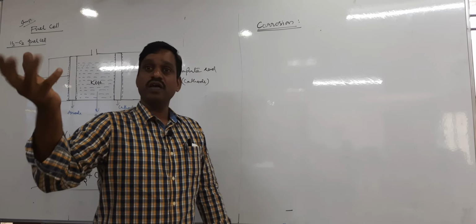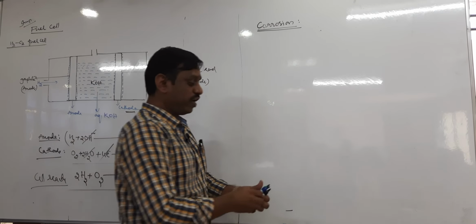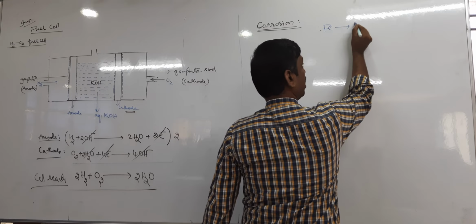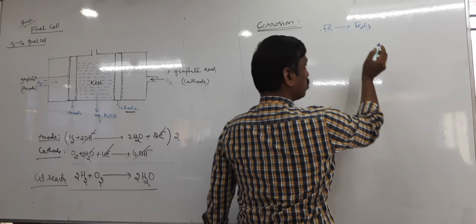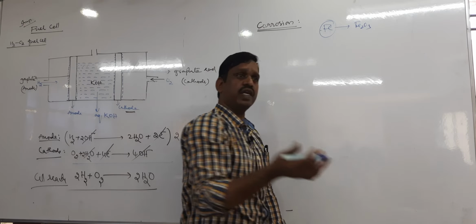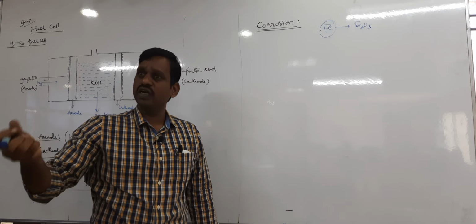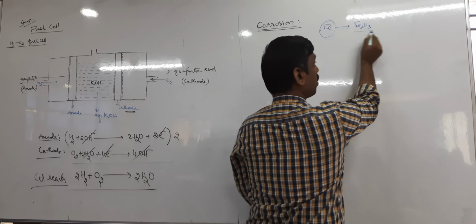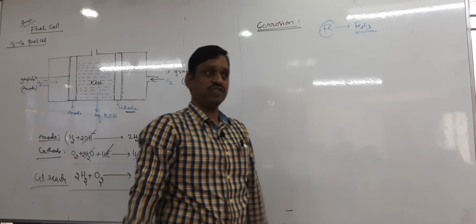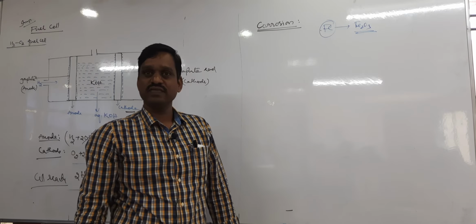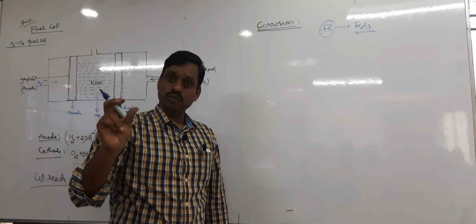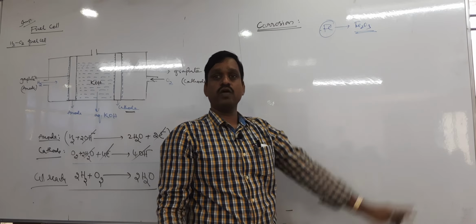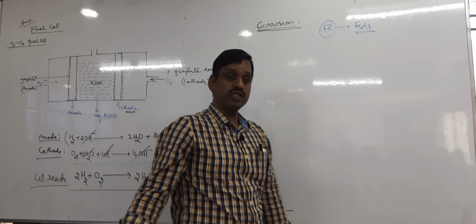For example, rusting of iron. In rusting of iron, iron converts into its undesirable product, that is Fe2O3. Iron has its own properties: it is malleable, it is ductile, it has good tensile strength, etc. But when metal converts into ferric oxide, it loses all its properties. Therefore, metal converts into its undesirable product. This phenomenon is called corrosion.